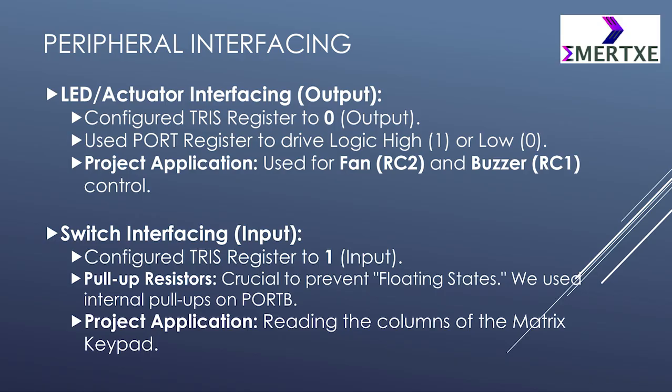For input devices, the TRIS register is set to 1 to configure pins as inputs. Switches provide input signals to the microcontroller through these pins. Pull-up resistors are required to avoid undefined or floating input values. Internal pull-up resistors are enabled on port B for stable inputs. The setup is used to read the column signals from a matrix keypad.